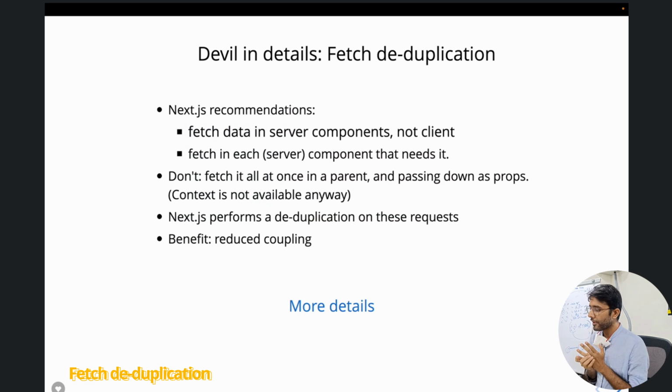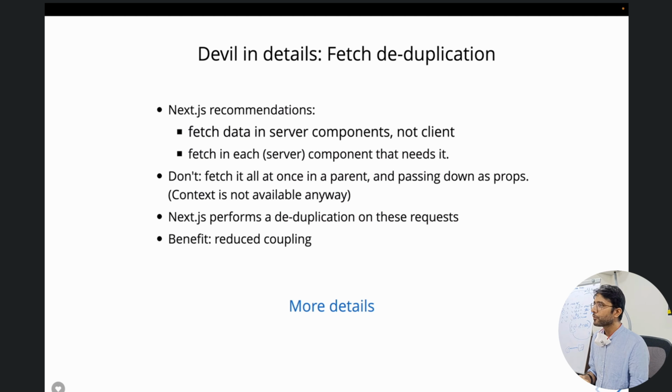The new recommendation in Next.js is about data loading. There is a whole lot of changes in data loading in Next.js that deserves its own session. I'm only covering the bit that affects us for server components. What Next.js now recommends is to fetch all your data in server components, not in client components, which is kind of obvious. The whole idea of server components is that you can attach yourself to the database and get data. That is great. The second point is to fetch your data in each component that needs it.